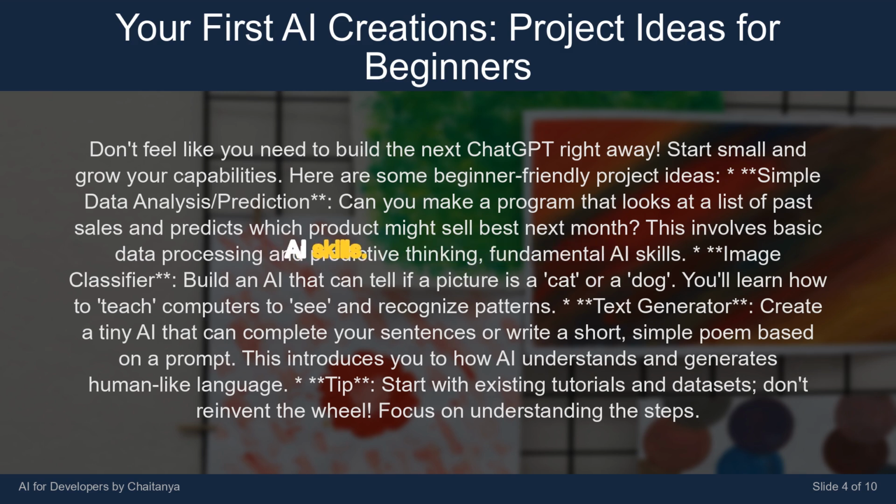Fundamental AI skills. Image classifier. Build an AI that can tell if a picture is a cat or a dog. You'll learn how to teach computers to see and recognize patterns. Text generator. Create a tiny AI that can complete your sentences or write a short, simple poem based on a prompt. This introduces you to how AI understands and generates human-like language. Tip: start with existing tutorials and datasets. Don't reinvent the wheel. Focus on understanding the steps.